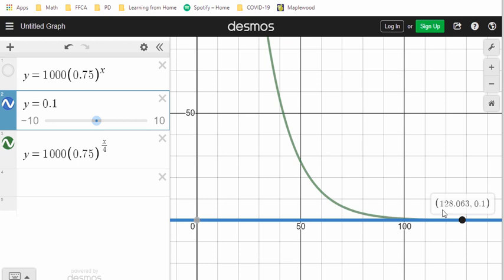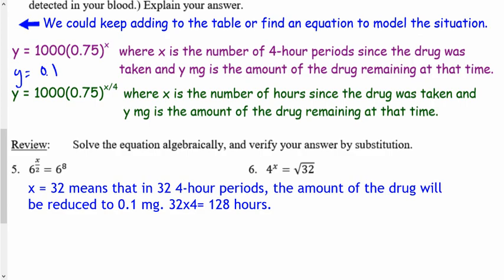128, that's the calculation we got from our first graph. But now remember our x value is representing a number of hours, not a number of 4-hour periods. So this x is the answer to the question this time. It'll be 128 hours when the amount of the drug in our blood system decreases to that 0.1. So we're getting this same answer of 128 hours, no matter which equation we use.